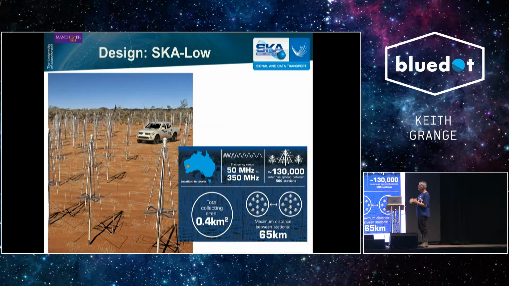And there we are going to be using, here's a better picture of these log periodic antennas, these things which are fairly much glorified television antennas. What we're going to do is produce groupings of 256 of these things, which we call a station. And then we have 512 of those stations scattered over the Australian desert with up to 65 kilometers between the most distant ones.